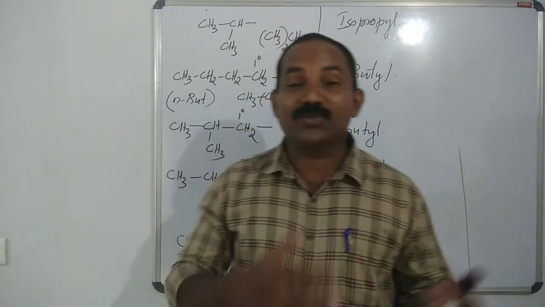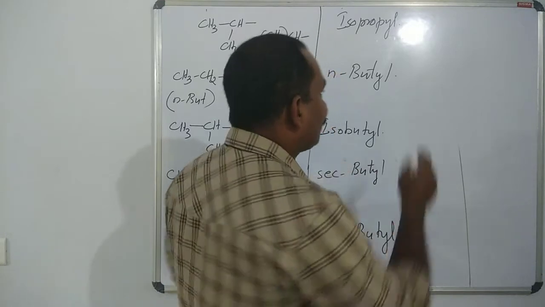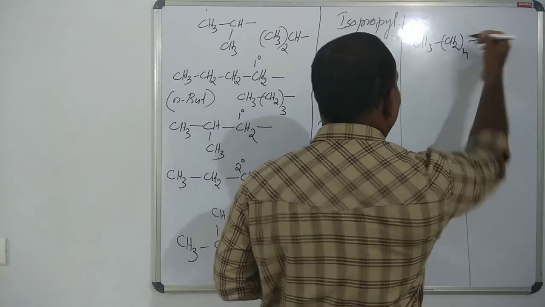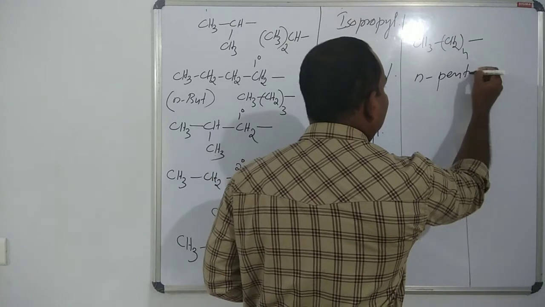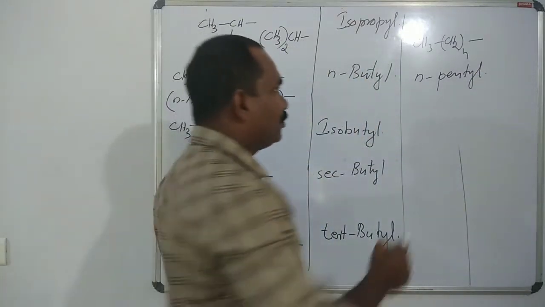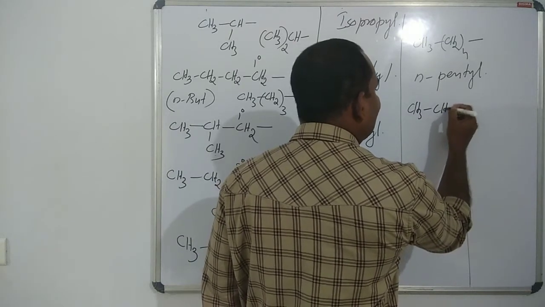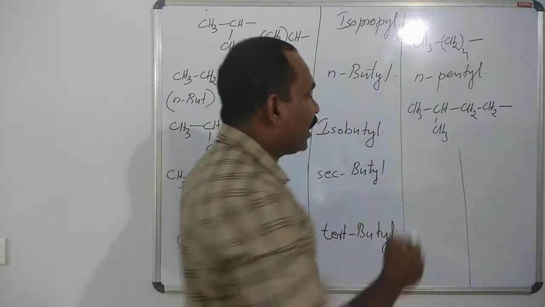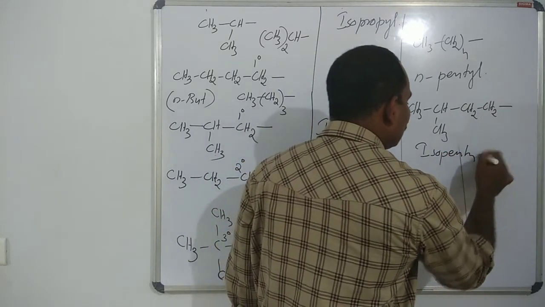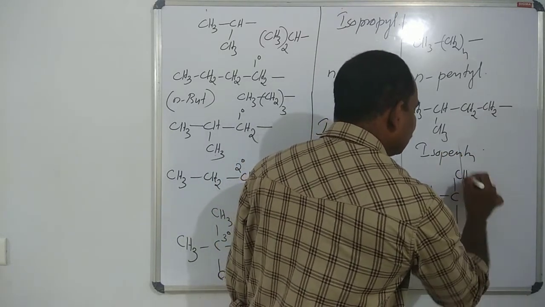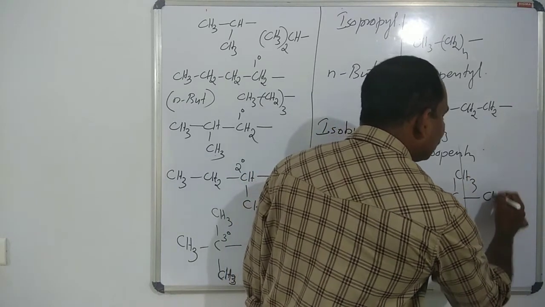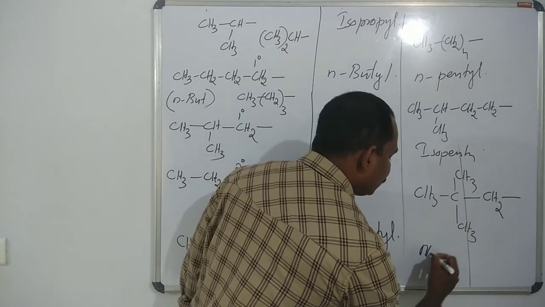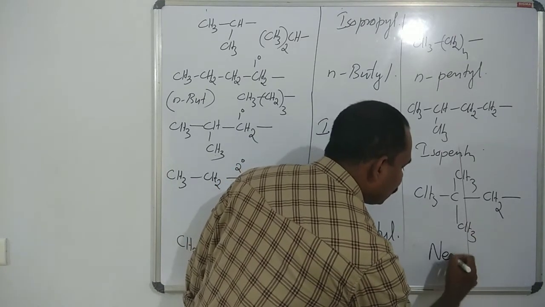Similarly, pentyl group, isopentyl group, neopentyl group. Okay. In pentyl, I just write CH3, CH2 four times. It is n-pentyl group. Then CH3, CH, CH3, CH2, CH2. It is isopentyl. Then CH3, CH3, CH3, CH2. The link is through this one. Okay, it is neopentyl.